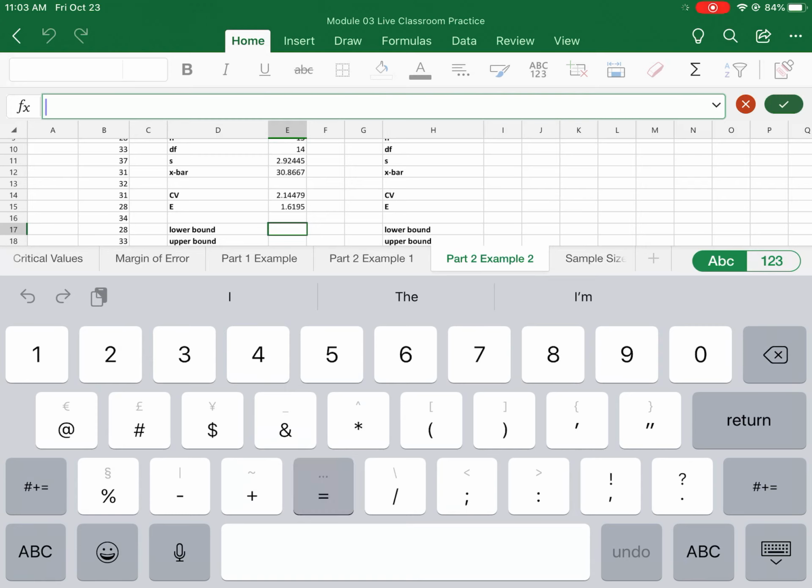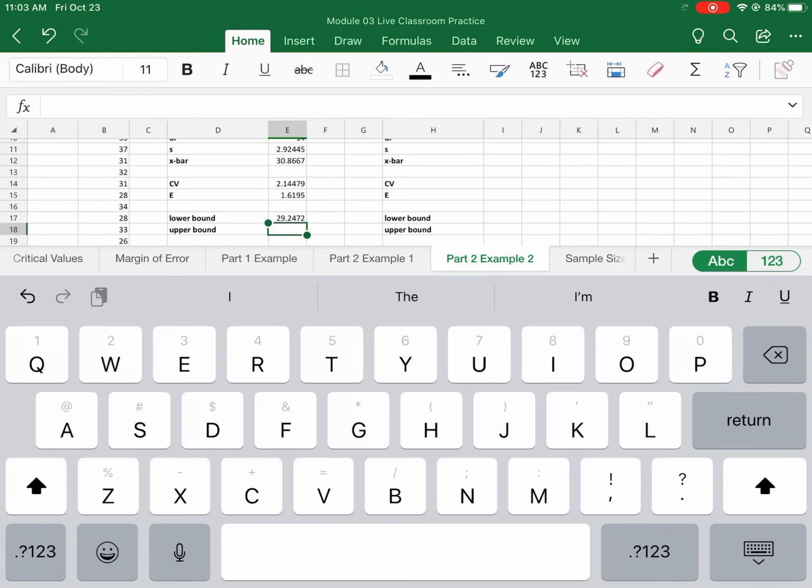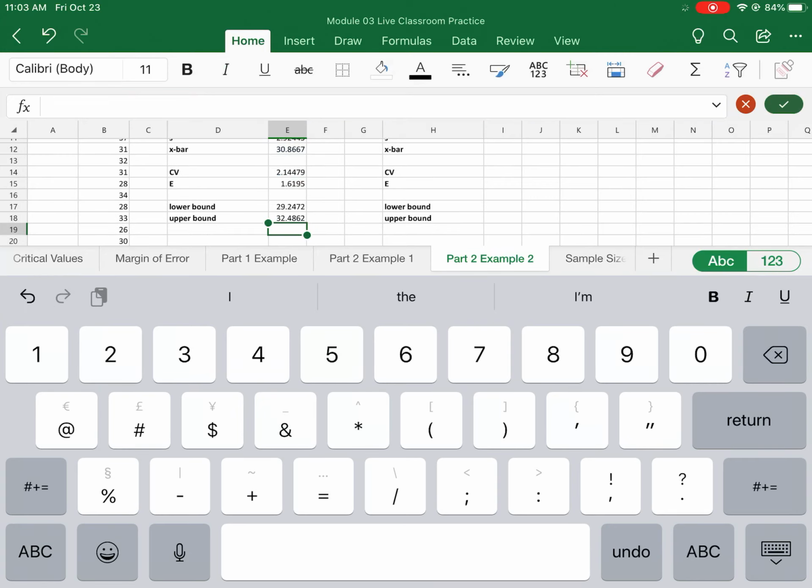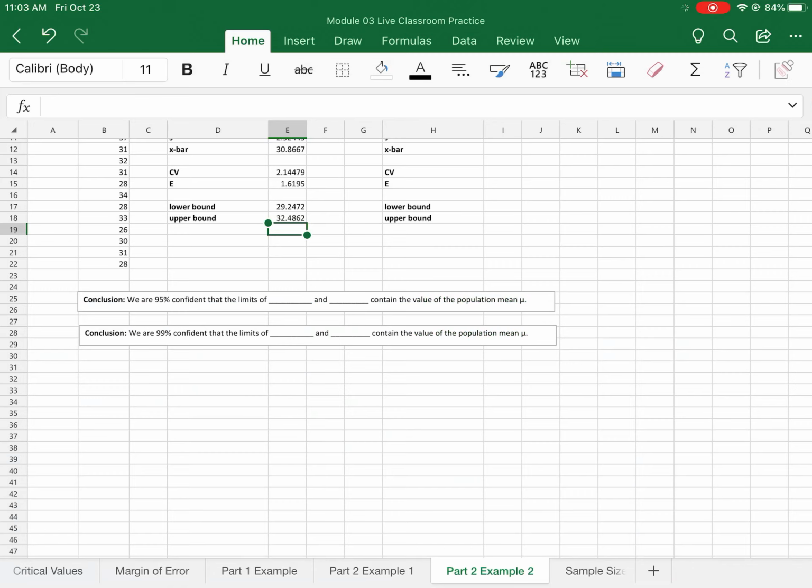Okay, and now I can go ahead and do my upper and lower bound. So remember your lower bound, that is your mean minus your margin of error, and your upper bound is your mean plus your margin of error. Okay, so then answering that question, we are 95% confident that the limits of 29.25 and 32.49 contain the value of the population mean mu.